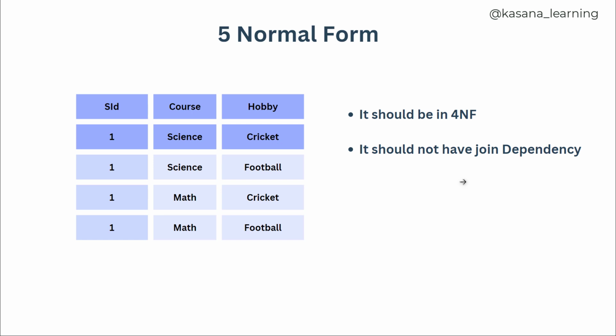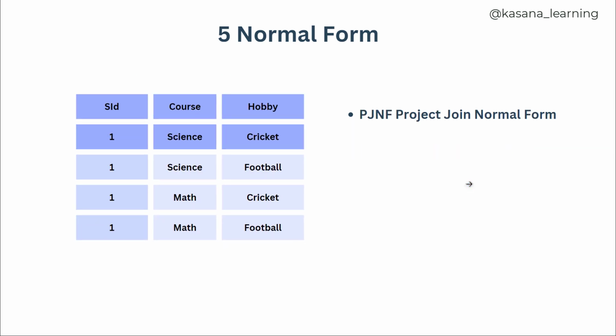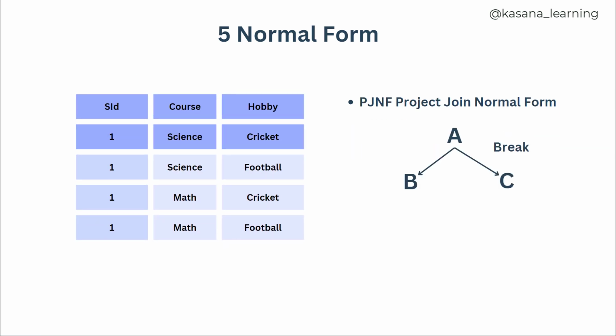For a table to be in fifth normal form, it should be in fourth normal form and should not have any join dependency. Just like other normal forms, the fifth normal form also comes with a dependency concept, which is join dependency, because of which it is also known as PJNF, that is project join normal form. In simple words, if a relation has join dependency, then it can be divided into smaller relations such that if we combine the smaller relations, we get the original table. It is confusing, but that is the basic idea.